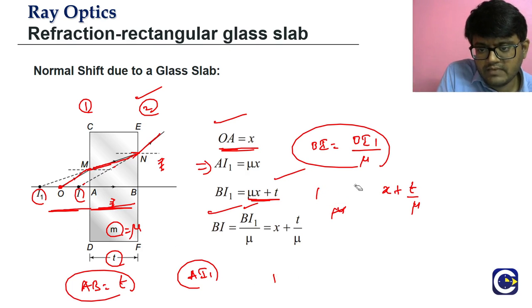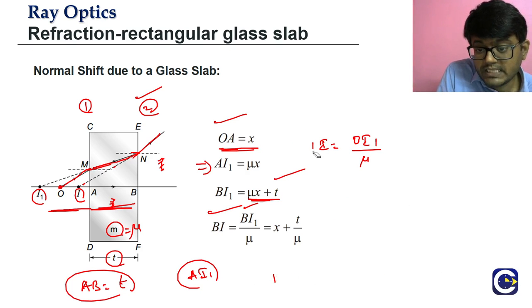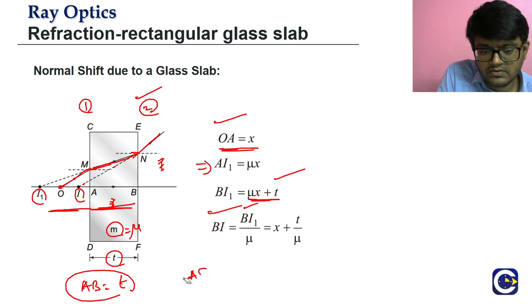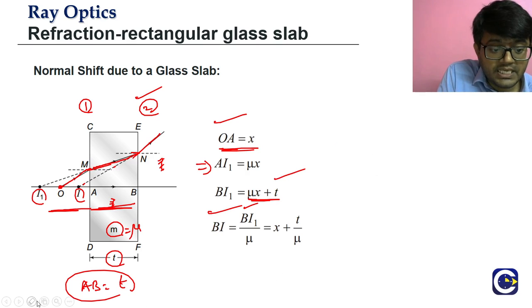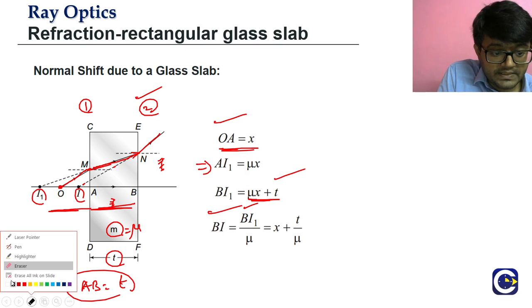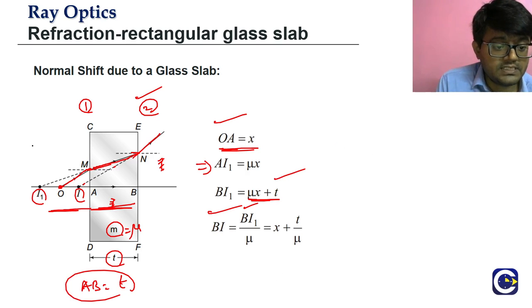Now we got the BI value. What is our final task? We are looking at the normal shift. What is the normal shift here? The OI. This is the original object, and the final image appears to be here. This OI is our normal shift.